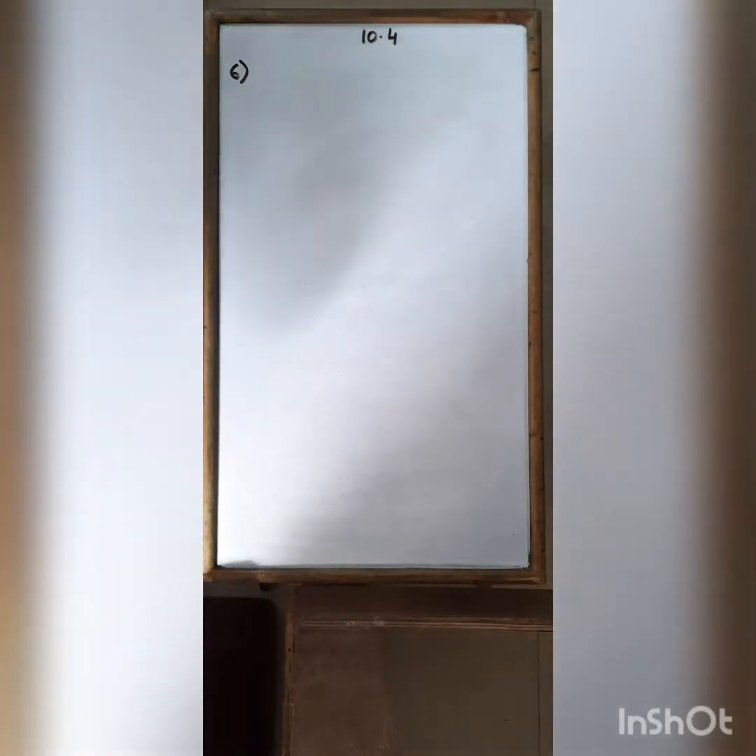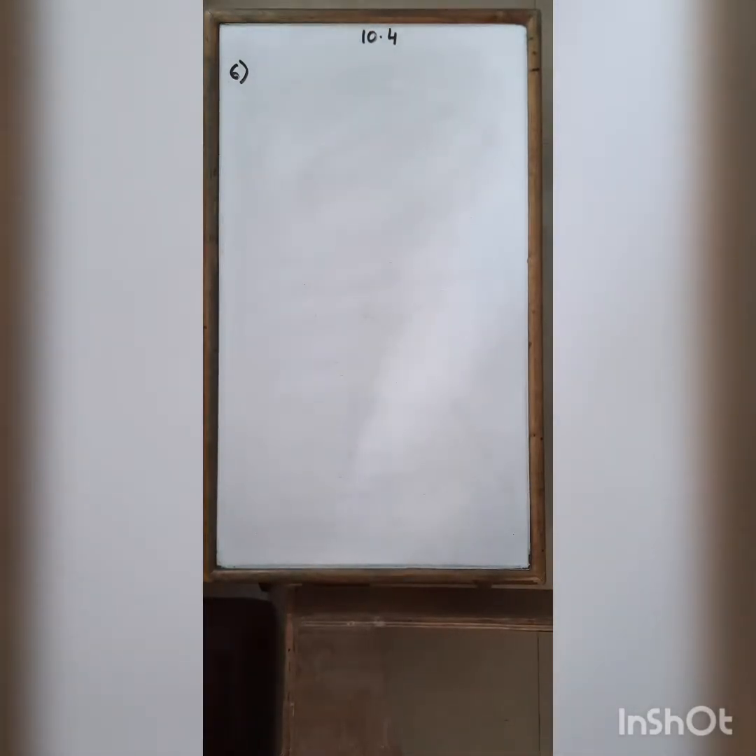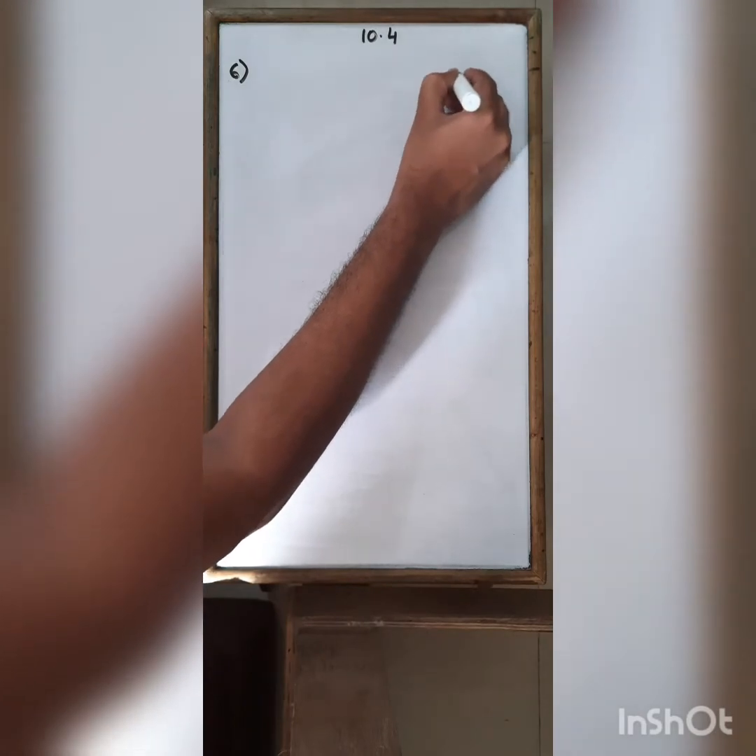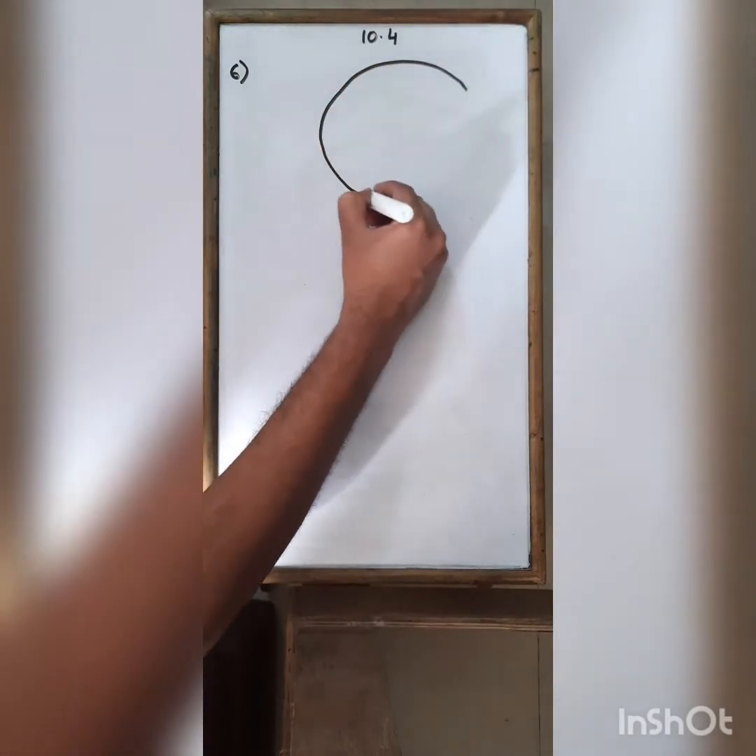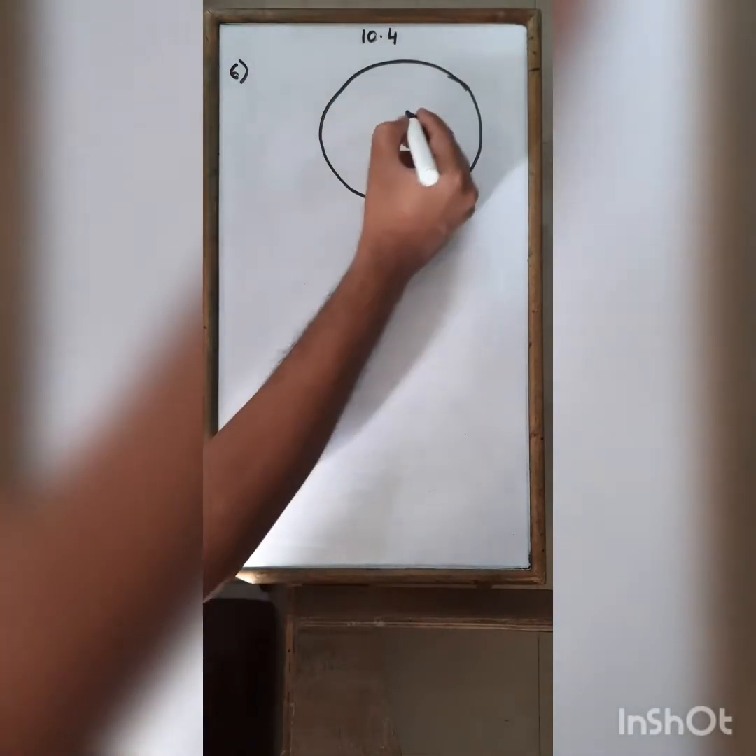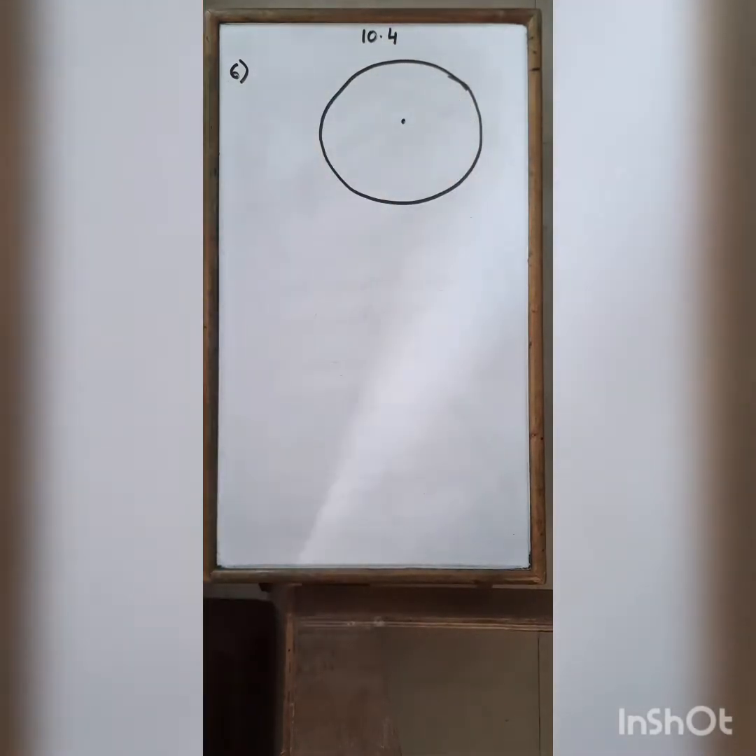We shall be solving sum number 6 of exercise 10.4. What is given? A circular park. So you have a circular park of radius 20 meters. So this is the center.